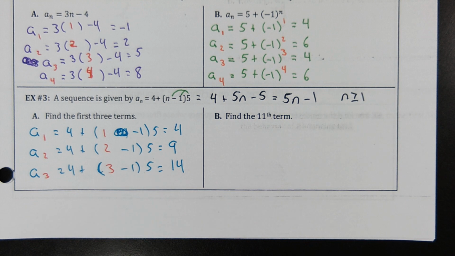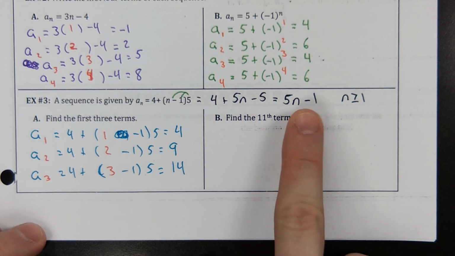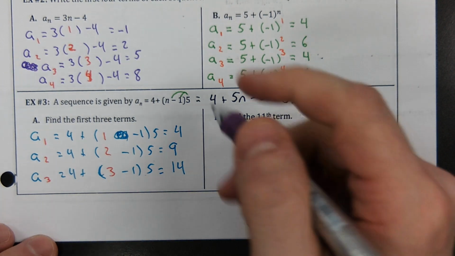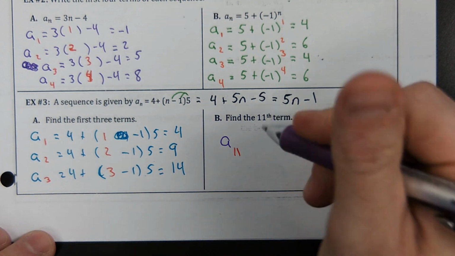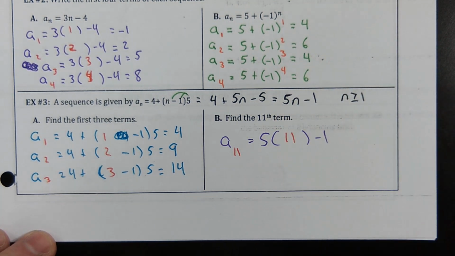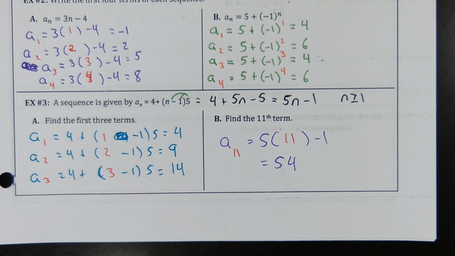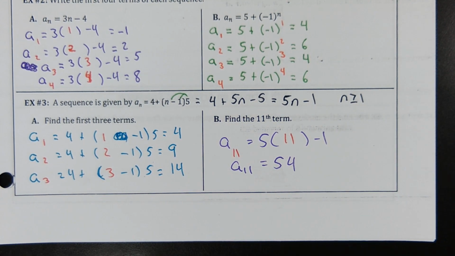Interesting. That's so interesting. Okay, let's find the 11th term. And it doesn't matter if I use this formula or this formula. It's the same thing. I'll use that one because it looks easier. Let's figure out what a sub 11 is. 5 times 11 minus 1. 55 minus 1? 54. There it is. A sub 11 equals 54. The 11th term of the sequence has a value of 54.